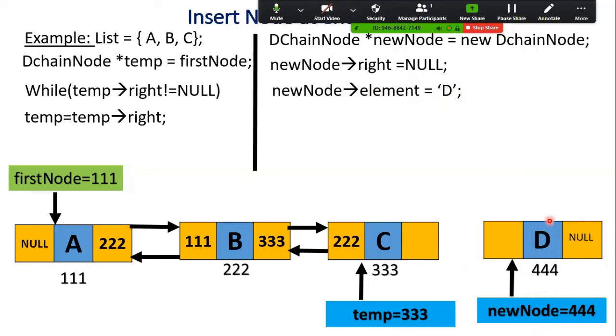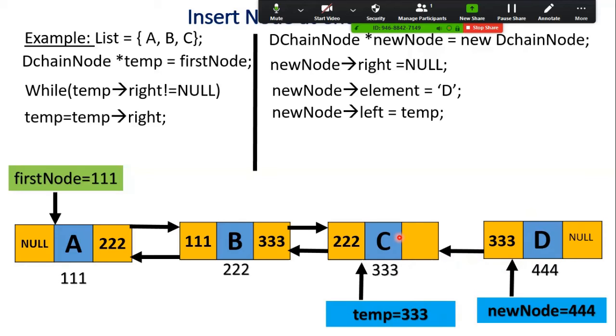Next, once you have done all this, you have to establish the link between C and D. First the forward link, next the reverse link, or vice versa. So first, newNode of left. The newNode of left is what? It is equal to temp. What is the address of temp? It is 333. So newNode of left is 333. The reverse link is established from D to C.